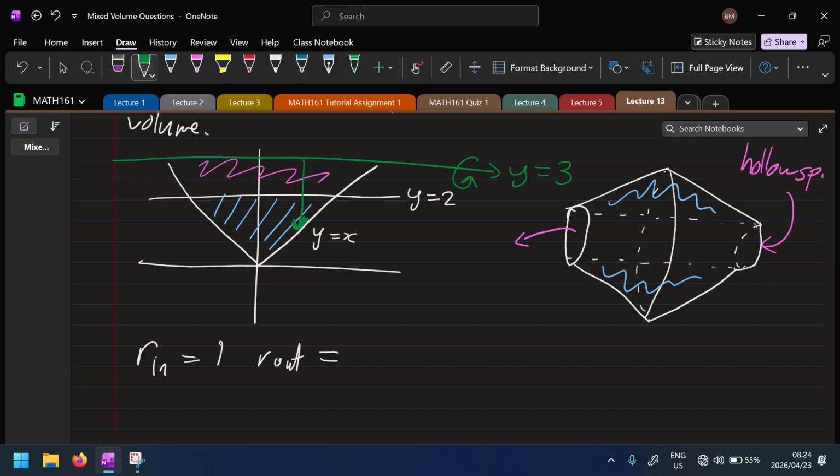Other way around. 3 minus x. Yeah, because remember, we're subtracting the x part. So this distance here is x, that's correct, but we want that top bit in green. So it'll be 3 minus x.